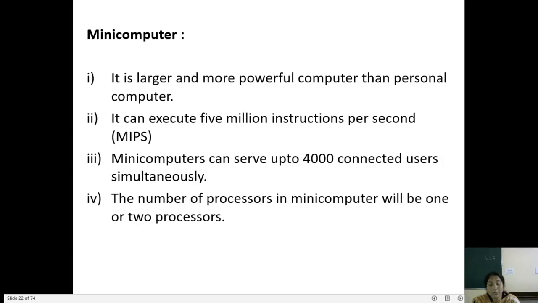There are a number of processors in a minicomputer. A minicomputer doesn't work on only one processor; at minimum, there will be at least two processors.